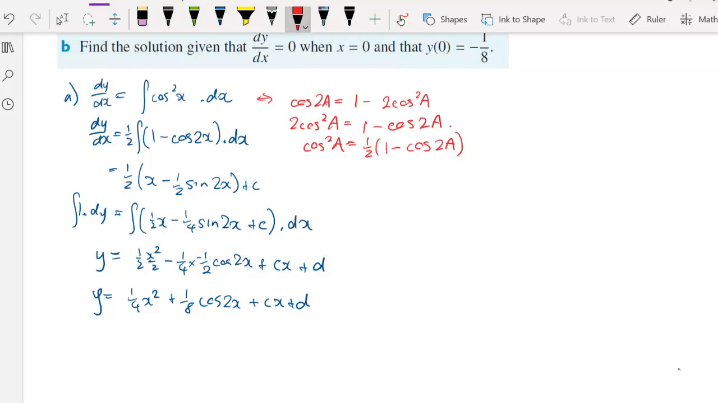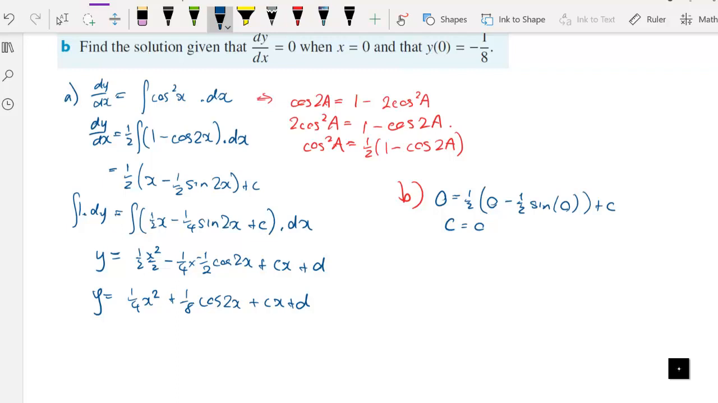Now when it asks us for part B, it says to find the solution, given that dy/dx is equal to 0 when x is 0, and when x is 0, y is equal to negative 1/8. So we've got to do this step by step. We'll find c first. So we know that dy/dx is 0 when x is also equal to 0. So we've got 0 is equal to 0 take 1/2 sine 0 plus c. Now we know that sine 0 was 0, so we end up with 0 is equal to 0 plus c, so c is equal to 0.